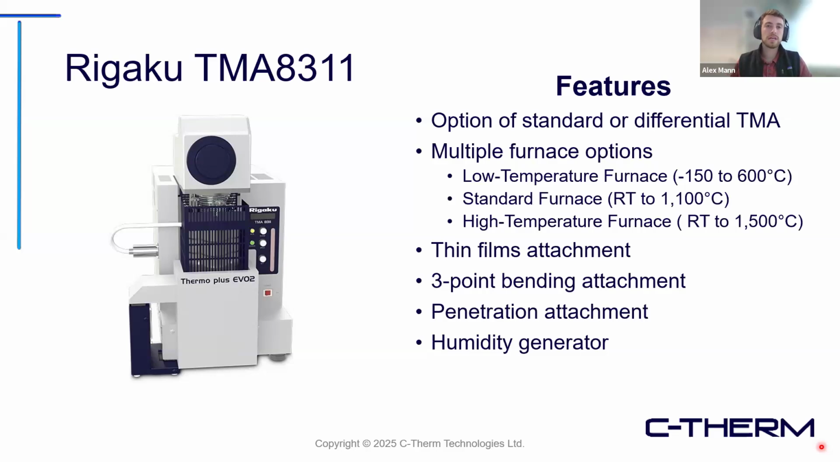Now, if you need to go past 1100 degrees Celsius, this is the point where you need to switch from quartz to alumina, because past this, the quartz will start to get soft. That's its end working temperature. And lastly, there is a high temperature furnace that can go all the way up to 1500 degrees Celsius. Past 1100, again, you have to use alumina. There are also different attachments, such as the thin film attachments, if you want to measure the expansion or contraction of thin films. There's a 3-point bending, a penetration or softening, and lastly, a humidity generator, among others.